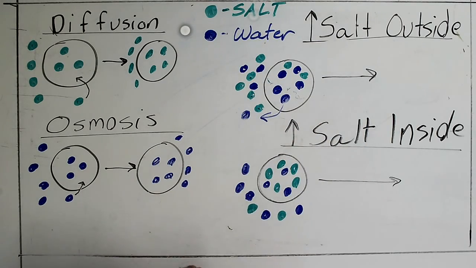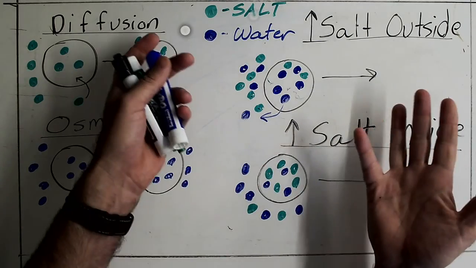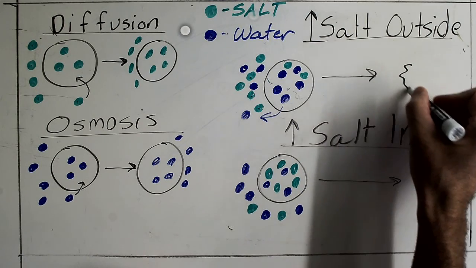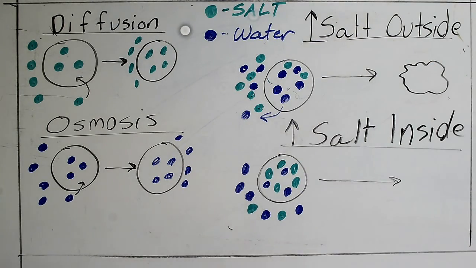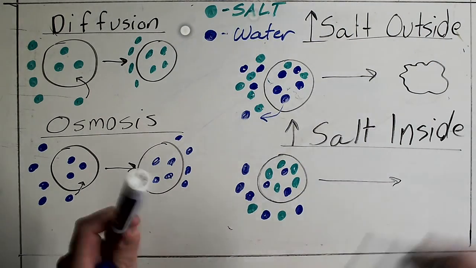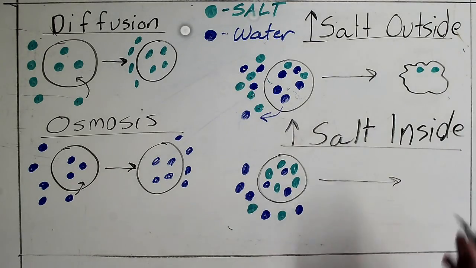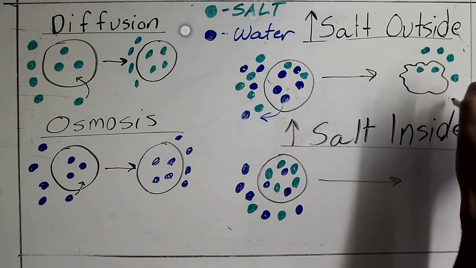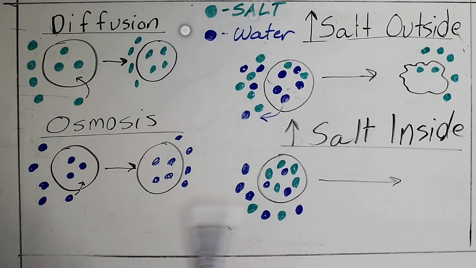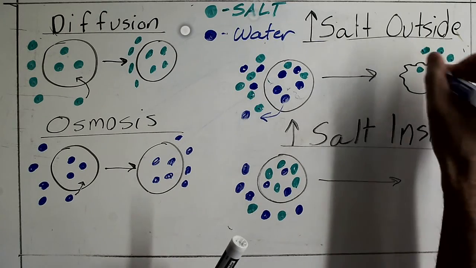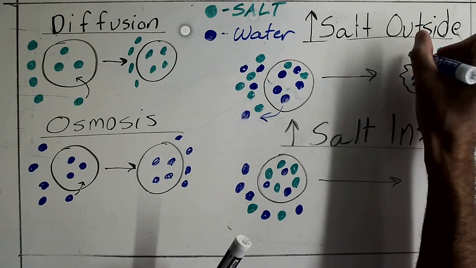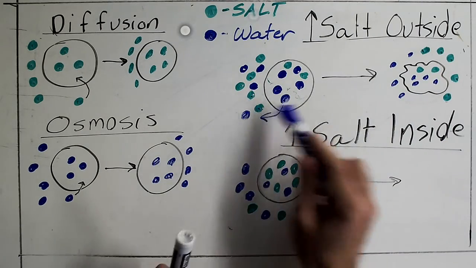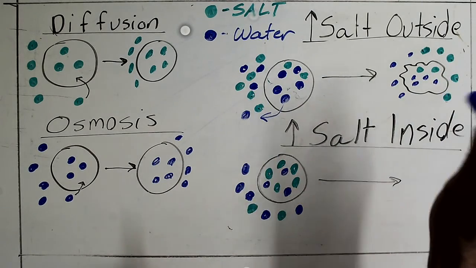To do that, it's going to take one of these water molecules and bring it out. But just like a water balloon shrinks when you let water out of it, the cell does too. In this situation you end up with a shriveled cell. Now remember, we're not concentrating on the salt. The salt stays the same, 1, 2, 3, 4, 5. What we're really concentrating on is the water, 1, 2, 3, 4. Water came out in this situation, which made the cell shrink.